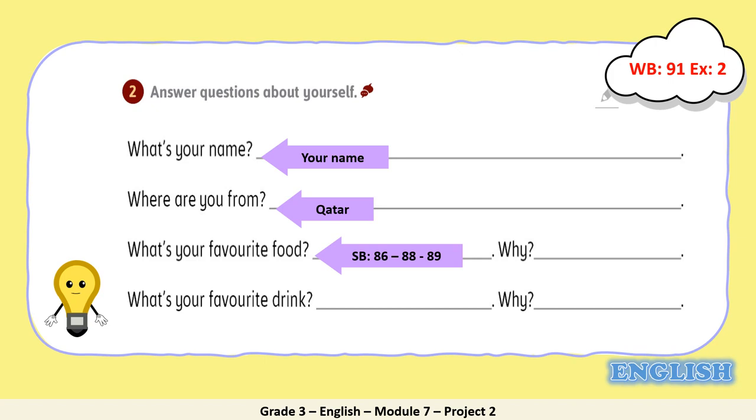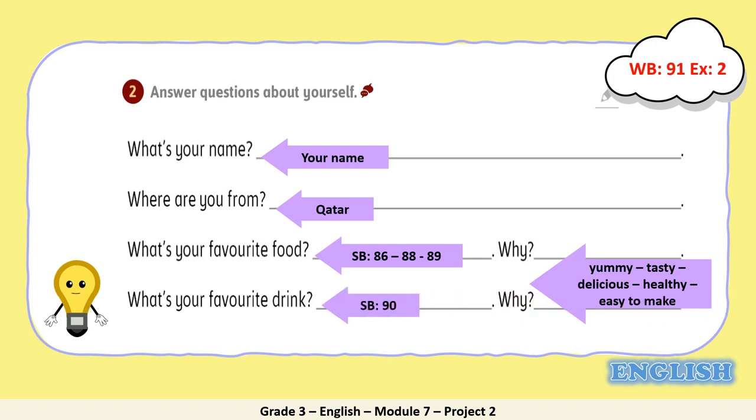The next question, why? Why do you like this food? You have to describe it saying something nice, like it's yummy, it's tasty, it's delicious, and you can think of other reasons too. The next question, what's your favorite drink? You can go back to this page, Students' Book 90, to find some helping words. Again, the last question, why do you like this drink? You can use one of these words or think of another way to describe your favorite drink.